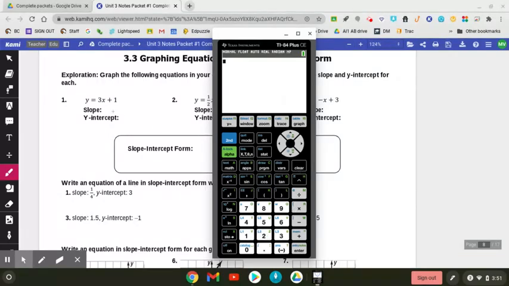So now to graph this equation, y equals 3x plus 1, on the top left is our y equals button. So we're going to hit that. And then we do 3. And the X button is right next to the green button that says alpha, X, plus 1. And then to see what our graph looks like, we're going to go to the top right, and that's where there's the graph button. And we see this graph.